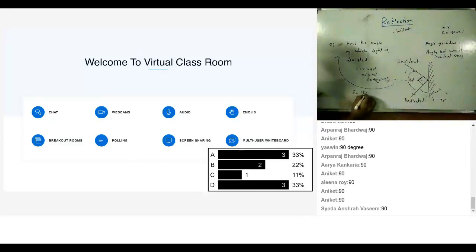So what is delta equal to? 180 minus 2i. That is 180 minus 2 into 45, which is equal to 90 degrees.